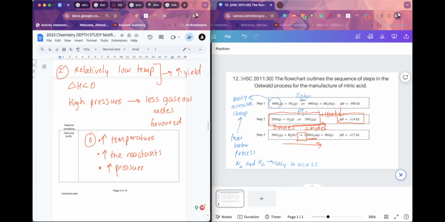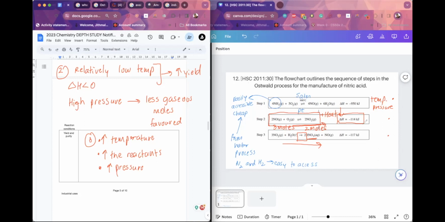You want to list the temperature that each of the steps takes place in. So the temperature, the pressure for this step, and this step in your research. And you definitely want to use the word compromise somewhere, because all these reaction conditions are a compromise. There's not usually a way to have the perfect reaction conditions.